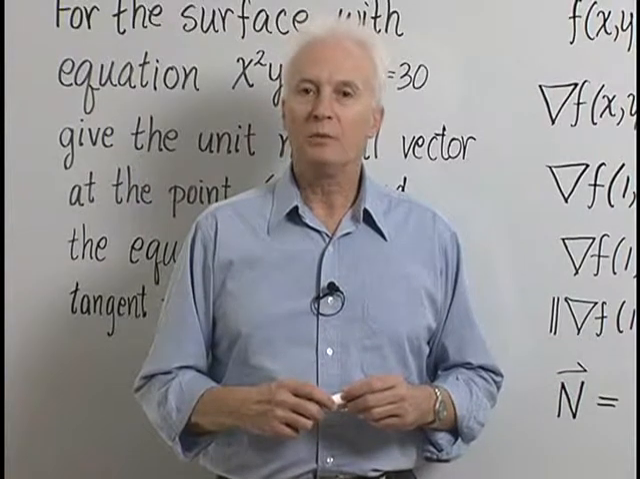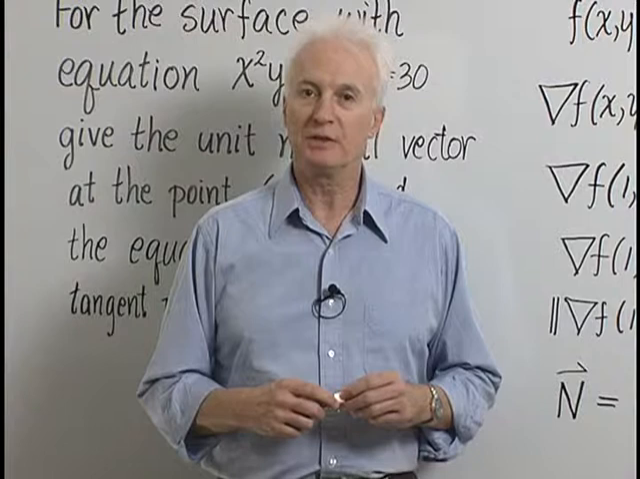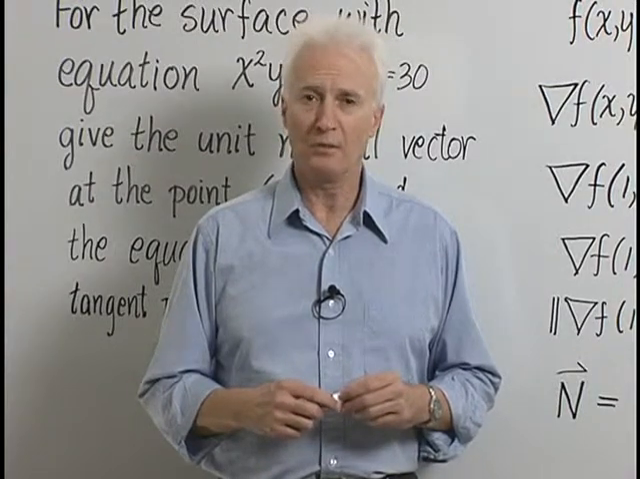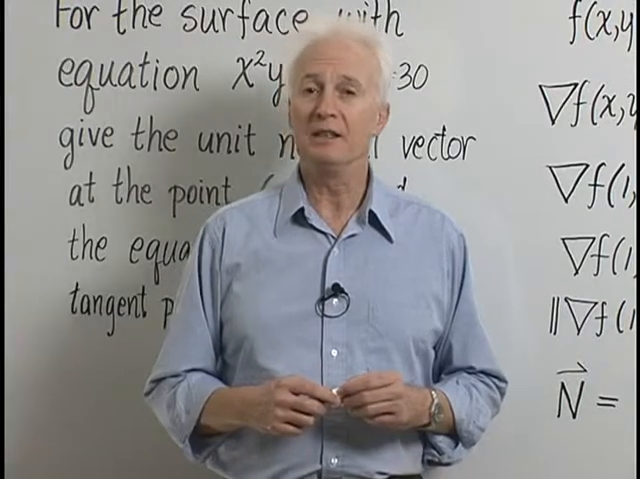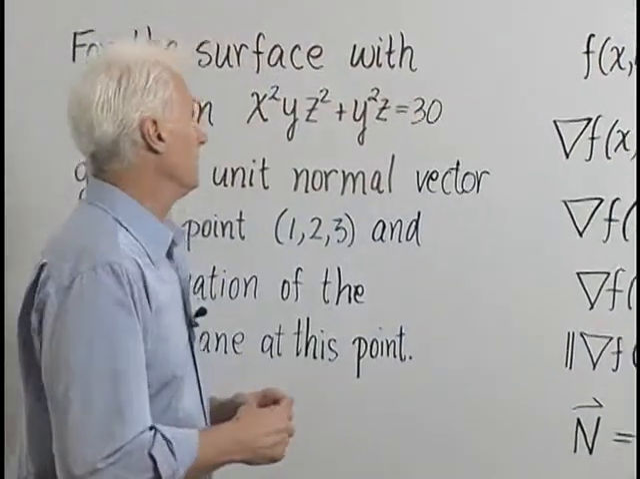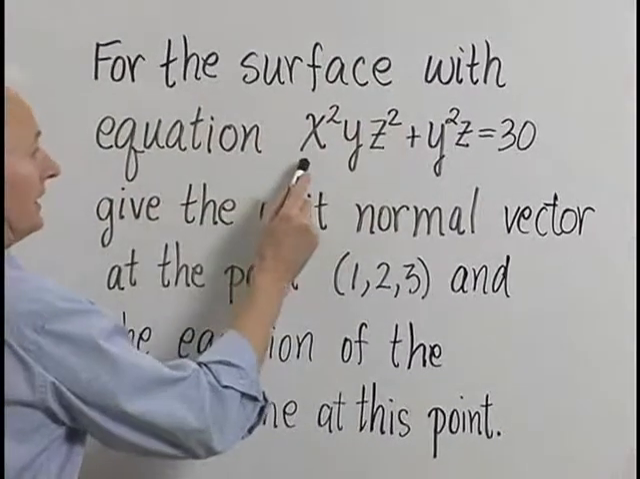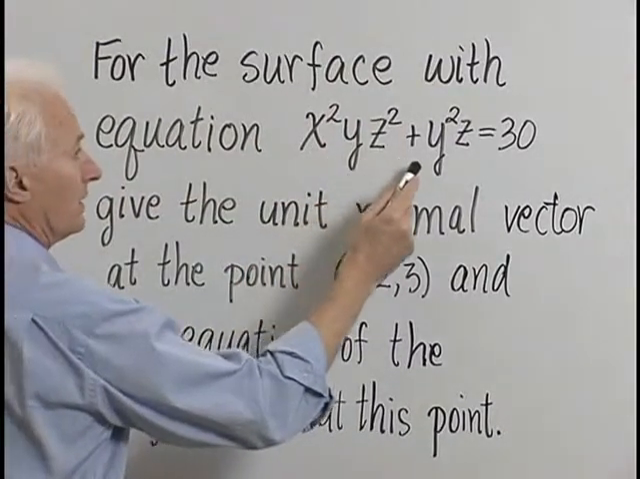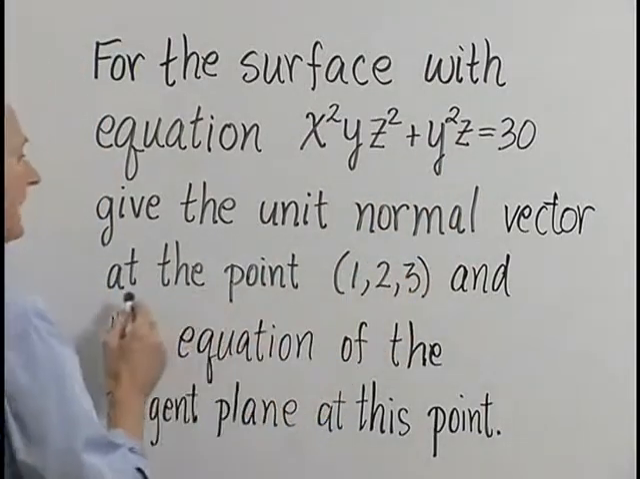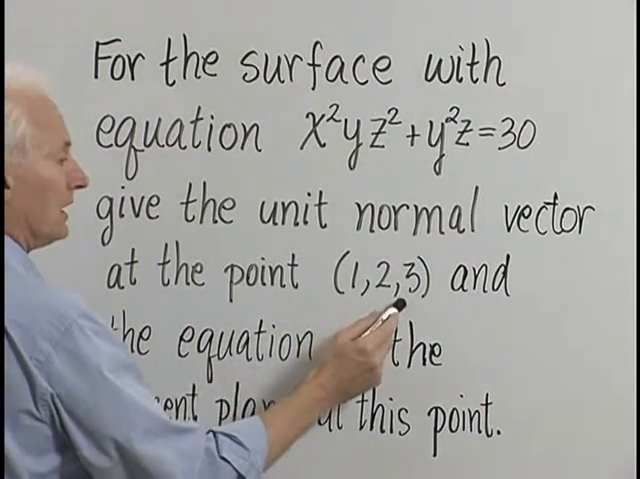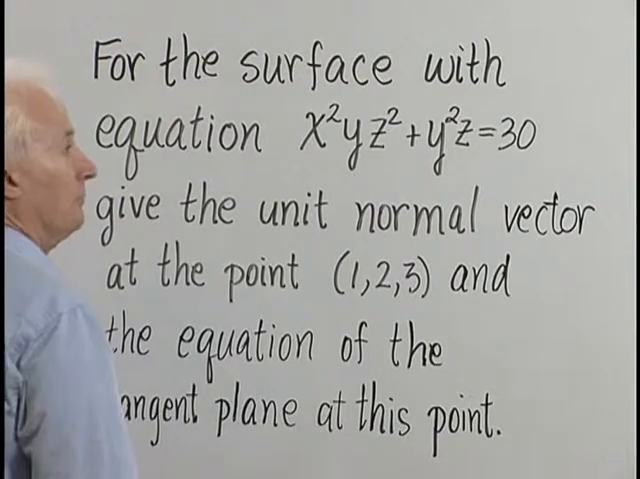Now let's work a problem where we find the equation of a tangent plane to a surface at a specific point and the unit normal vector at that point, and where the surface is given to us by an equation. So here, for the surface with equation x squared y z squared plus y squared z equals 30, give the unit normal vector at the point (1, 2, 3), and the equation of the tangent plane at this point.